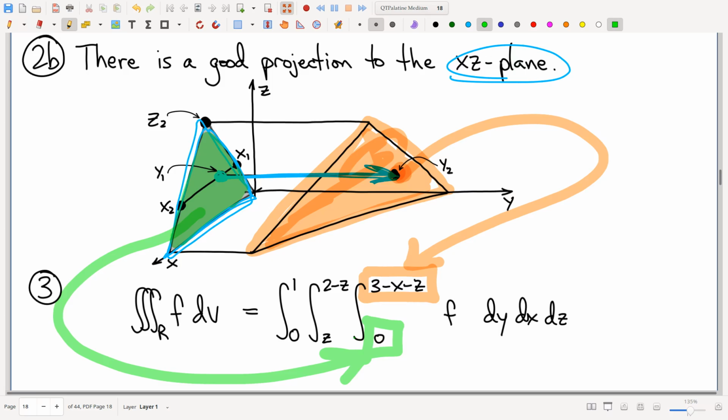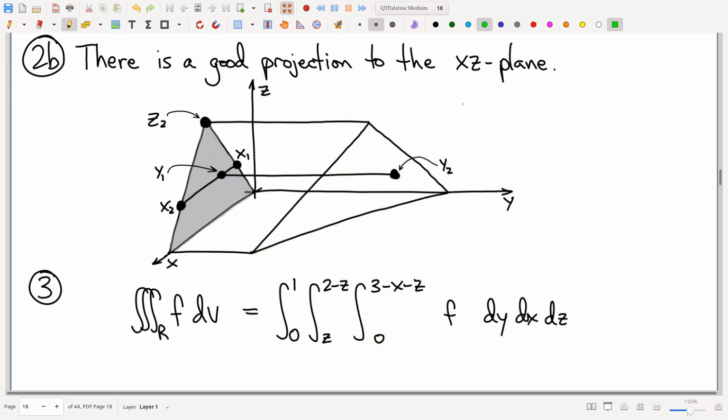As soon as you have a decent picture, of course, you can just look and see that this is going to be a good projection. Now, again, just for the contrast, if nothing else, let's think through what if we tried to project in a different order, or in a different direction. Let's suppose I tried to do a projection down to the xy plane. In other words, what if I wanted to put dx dy on the outside?